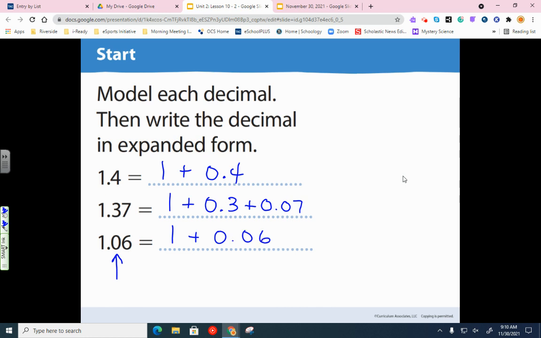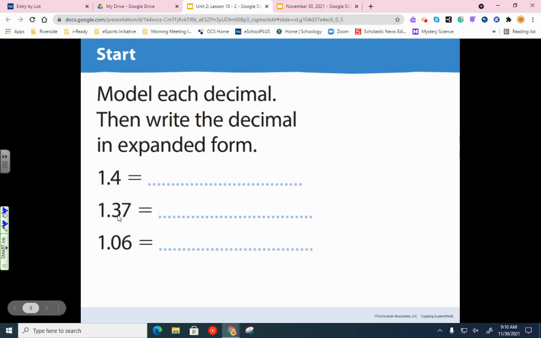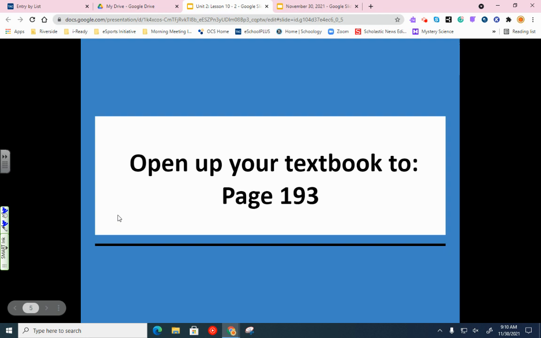Again, expanded form helps us to see that numbers like decimals break down into different place values, and those place values have to be grouped together to get the right answer, to get the proper total. All right, so turn to page 193.